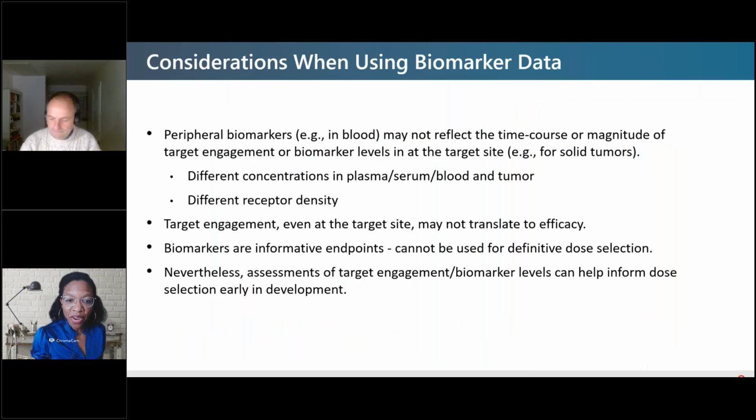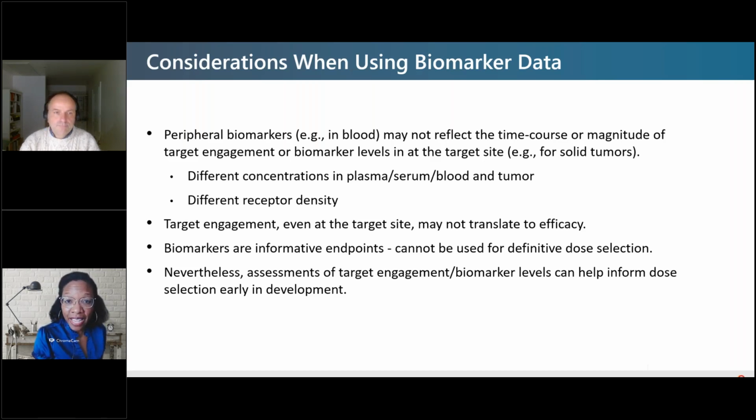So now, biomarker data, while useful, are not a magic bullet, and their limitations should be understood. Firstly, peripheral biomarkers, such as those measured in blood, may not reflect the time course or magnitude of target engagement at the target site, for example, if treating solid tumors. This could be due to different concentrations and different receptor occupancy at the different sites.